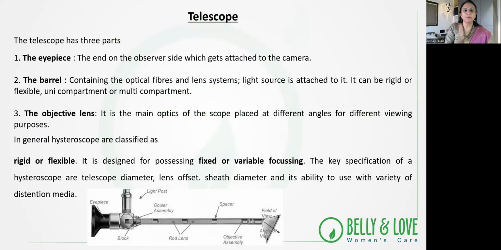The telescope has three important parts: the eyepiece, where we attach the camera; the barrel, which contains the optic fibers and the lens system; and the objective lens with different angles for different fields of vision. It can be rigid or flexible, and with fixed or variable focusing.